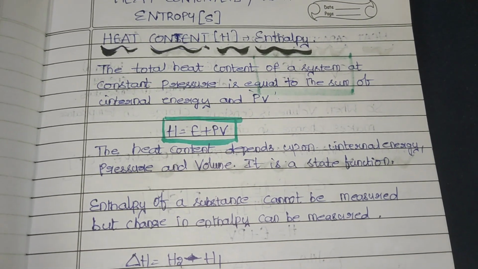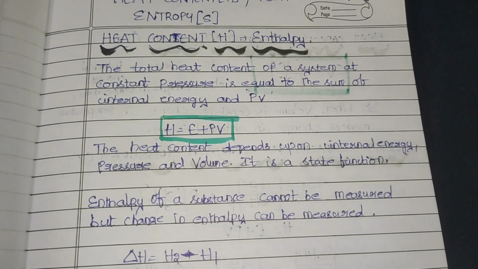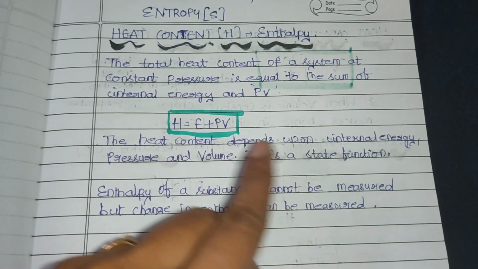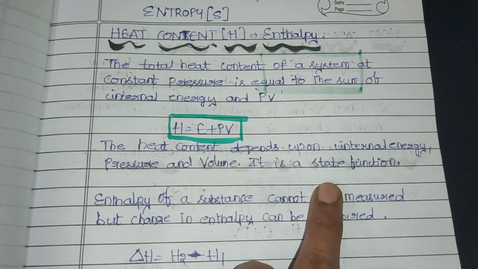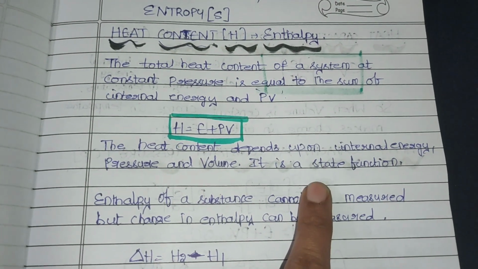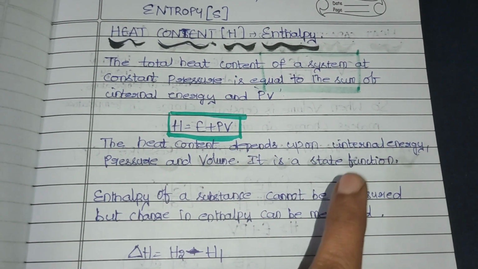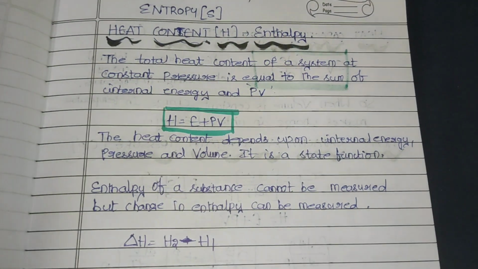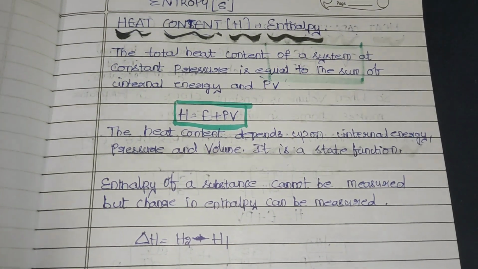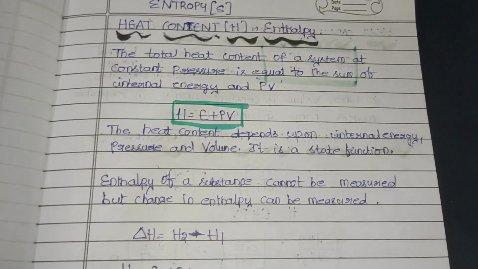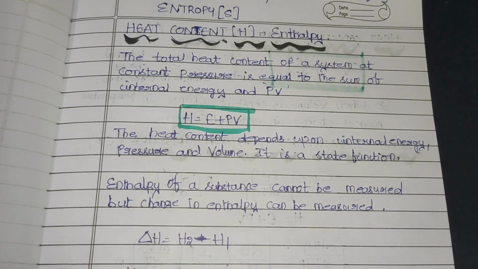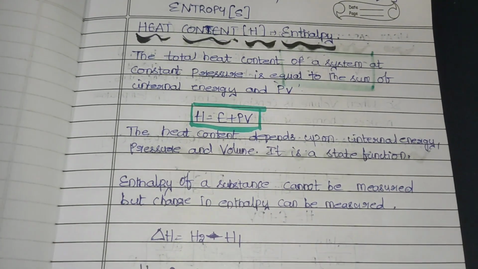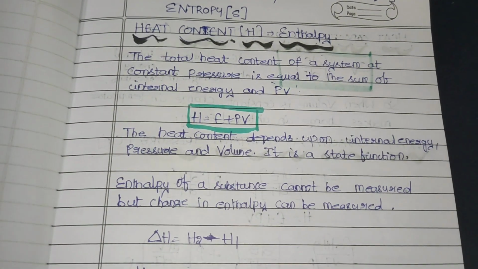So the heat content depends on what? Three factors here: E, nothing but internal energy, P, pressure, and V, volume. And it is a state function. What do you mean by state function? State function means it depends only on the initial state and the final state. It will not depend on the path, how the states are changing from solid to liquid, liquid to gas or whatever it is. It only depends on the initial state and the final state.